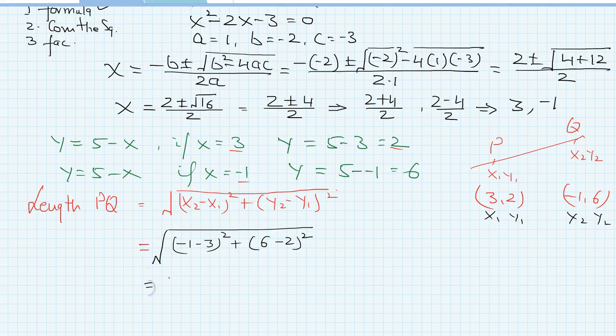So that is equal to -4 square is 16, plus 4 square, that is 6 minus 2, 4 square is 16. So that is equal to root 32, which is 4 root 2. So the length of PQ is 4 root 2. So that is the use of simultaneous equation.